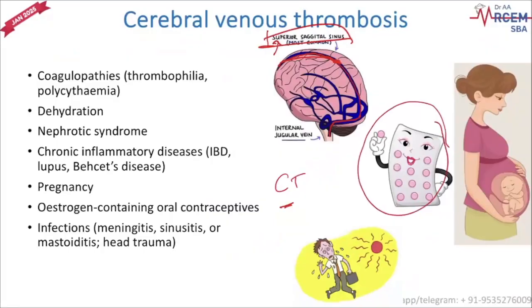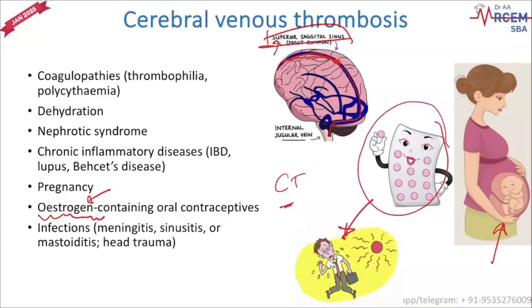So someone is on an OCP. OCP means specifically we are talking about an estrogen containing OCP. Sometimes there are certain kinds of OCPs that are just progesterone. Progesterone only pills are available as oral contraceptive pills. So you need to specifically see that it is an estrogen containing OCP that the patient is taking. Dehydration, any reason might be there for dehydration. Someone who is pregnant. These are the basic risk factors you need to remember from an exam point of view.